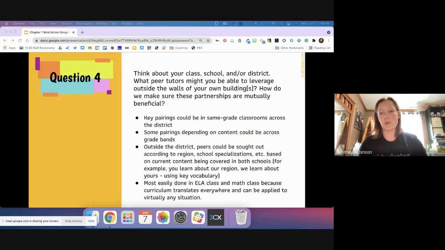Again, mutually beneficial. Outside of the district, I'm locked into social studies for some reason in my brain with this, but we learn about different regions and we learn about different climate zones depending on where you are grade level wise and what your core curriculum is. But you can pair up according to region or according to science or social studies topic. Seek out people or places, classrooms that can kind of complement that particular work.